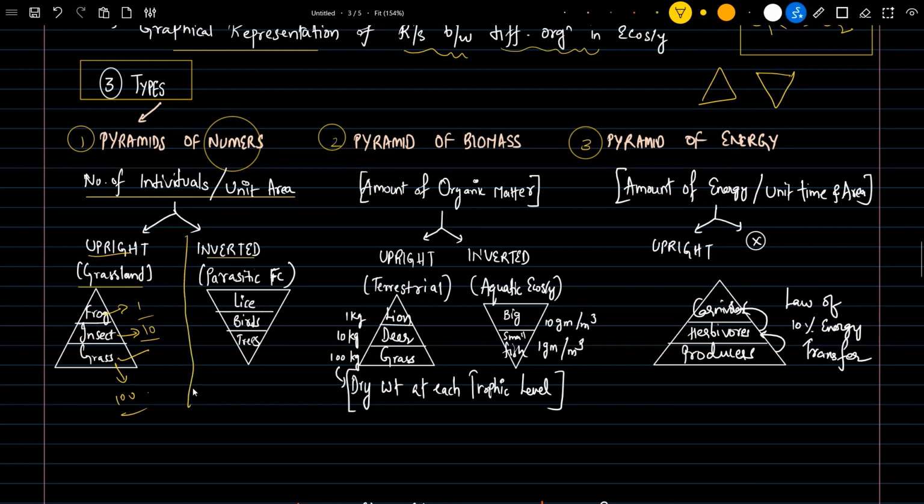Next, let's talk about inverted. Let's take the example of a parasitic food chain. There will be some trees, let's say 10 trees, and there will be, let's say, 20 birds which feed on them, and there will be around 30 lice which feed on these birds. So this is inverted.